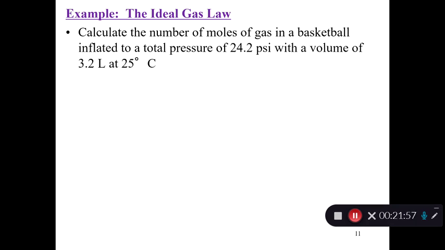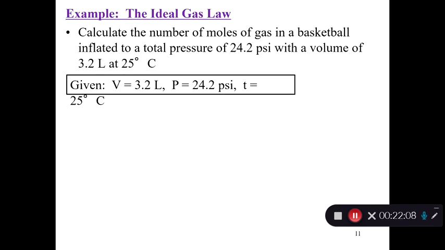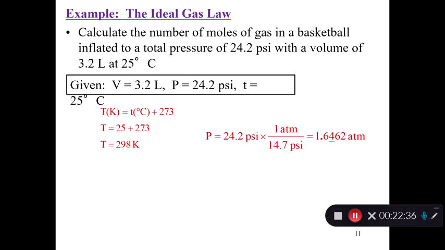I ask you first, write the information. Question says, calculate the number of moles. So we are going to calculate moles, N. So N is question mark. Then it says total pressure is 24.2 psi. So pressure is 24.2 psi. Volume is 3.2 liter and temperature 25 degrees Celsius. First, we need to convert temperature to Kelvin. So right now we have temperature, volume, pressure, and also we always have R. So we just need to use PV is equal to nRT.